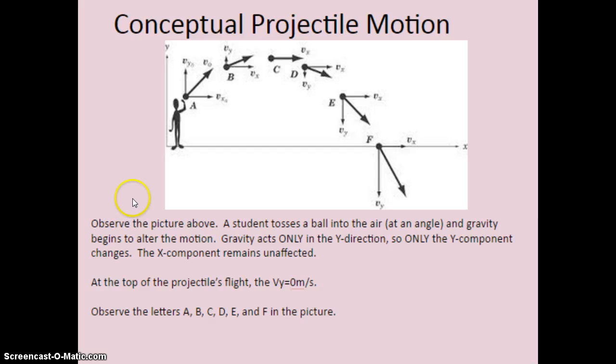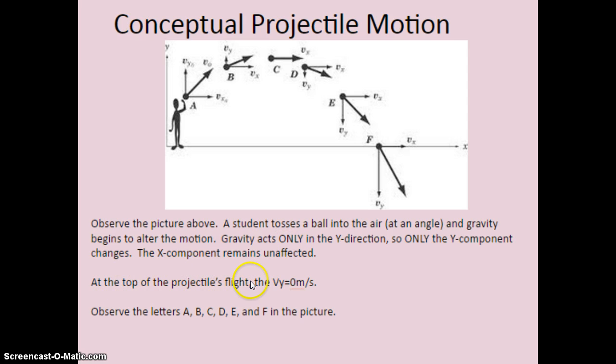So let's take a look at a little more complex conceptual projectile motion. So this is kind of a funky person who throws a ball. So let's say they throw this object and it travels up and down. I'm just tracing its trajectory. And it travels here. So observe the picture above. The student tosses the ball into the air at an angle and gravity begins to alter the motion. Gravity acts only in the y direction, so only the y component changes. The x component remains unaffected.